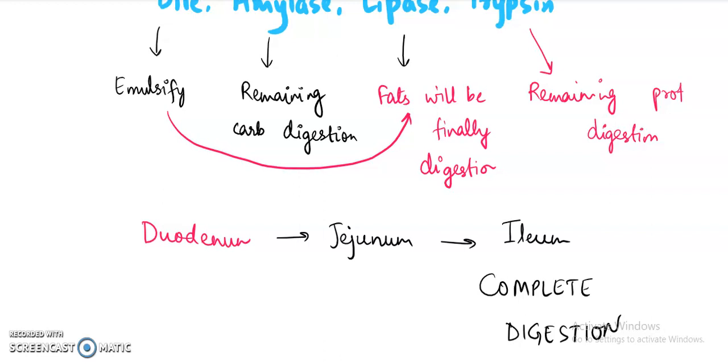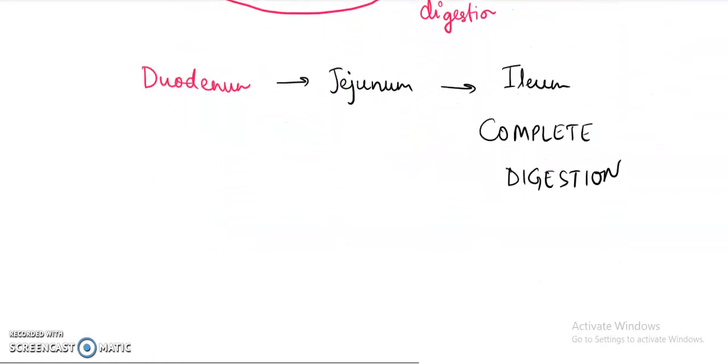So duodenum will receive bile, amylase, lipase and trypsin. So digestion is going to get started. The same secretion is there in jejunum, ileum as well. So as the food passes from duodenum to jejunum to ileum, complete digestion of the food is going to happen.